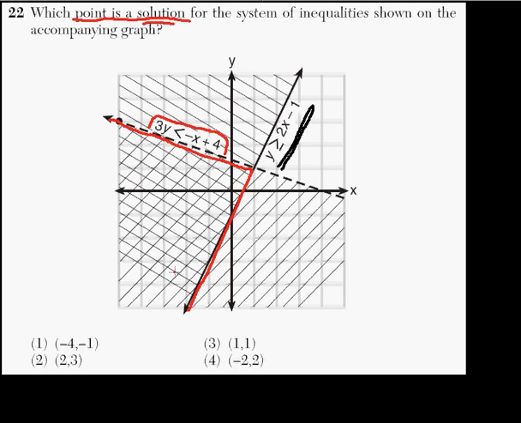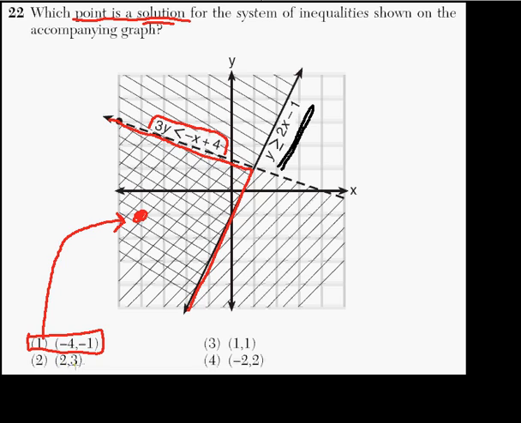First one is -4, -1. So we go -1, 2, 3, 4, and we go down 1, and bam, there it is. That's the solution. That's the answer. It falls in that doubly shaded region, and we're done with the question. Let's go and just show you that the other ones are not solutions.